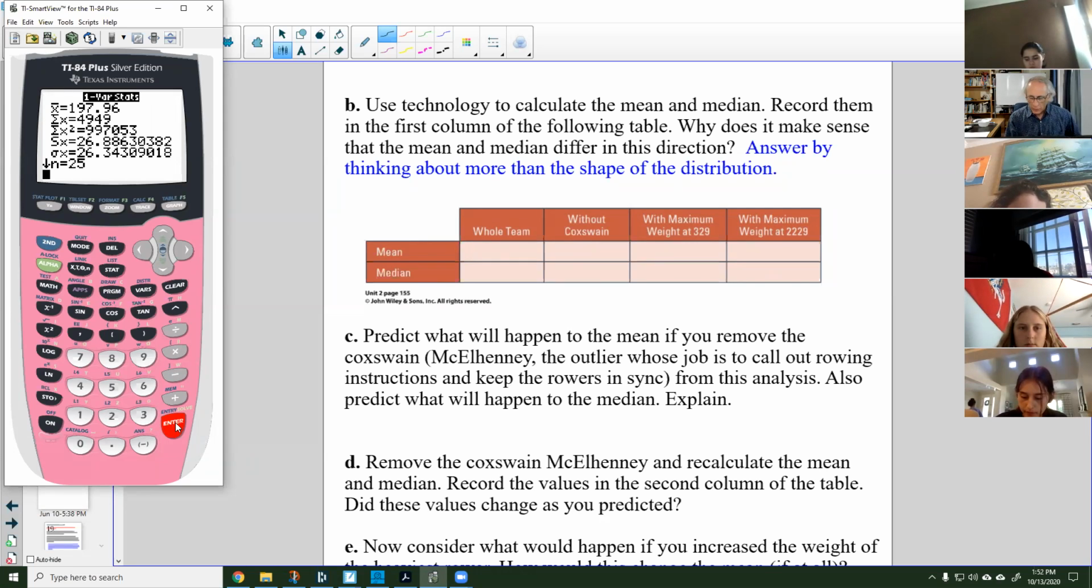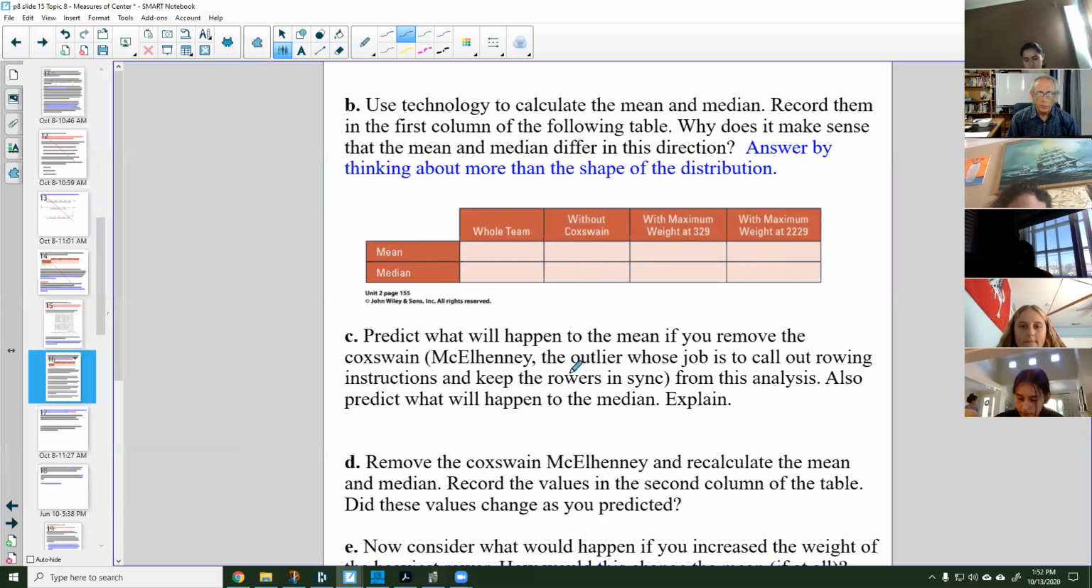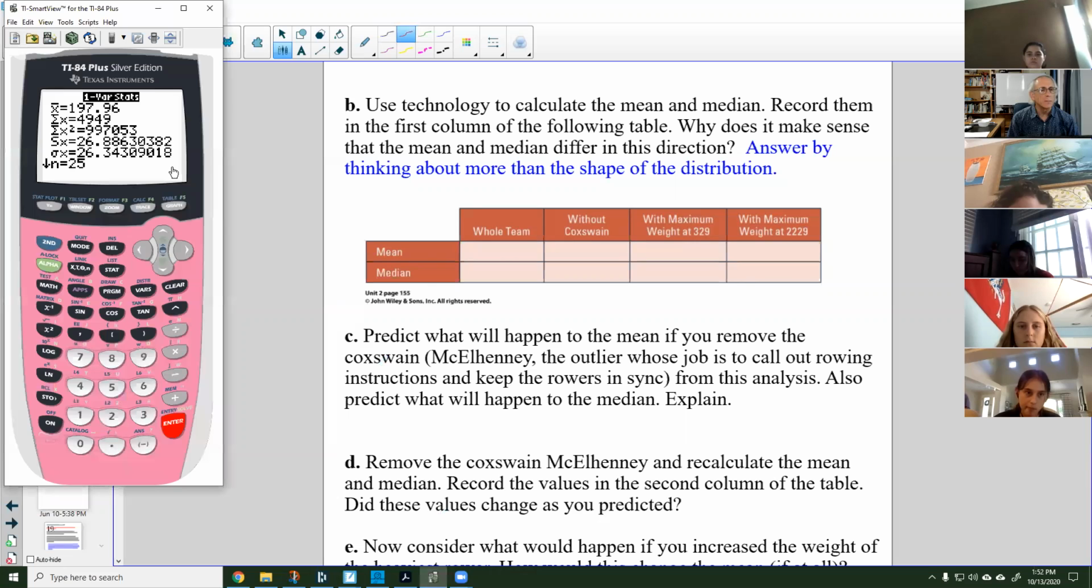And I find out that my mean, my X bar, is... Oh, it went away. Wait a minute. Bring it up here again. It is 197.96. So my mean is 197.96. And then if I want the median, I just need to scroll down here and I see that my median is 205.